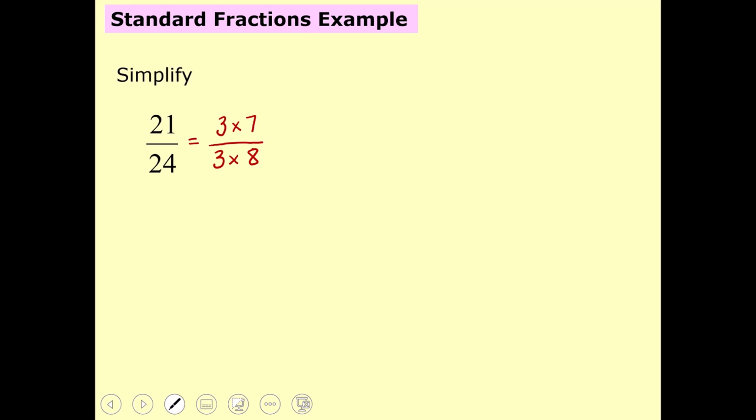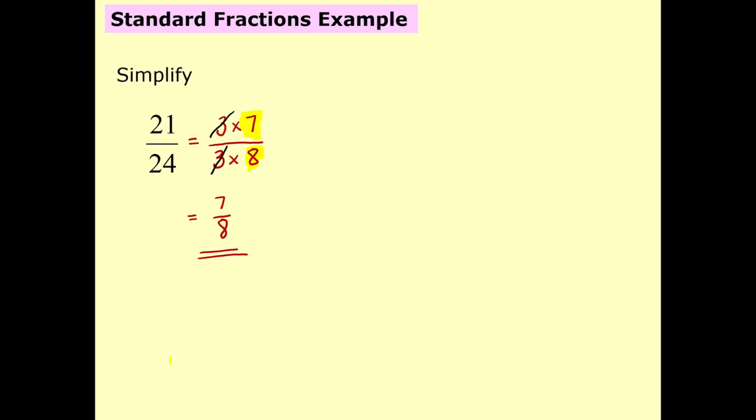So if we were to divide the top by 3, we would cancel that 3 out with the 3 on the bottom. So that means we will be left with just the 7 on the top and the 8 on the bottom, which means this fraction can be simplified down to just 7 over 8. So we are dividing top and bottom by 3 to get 7 over 8.